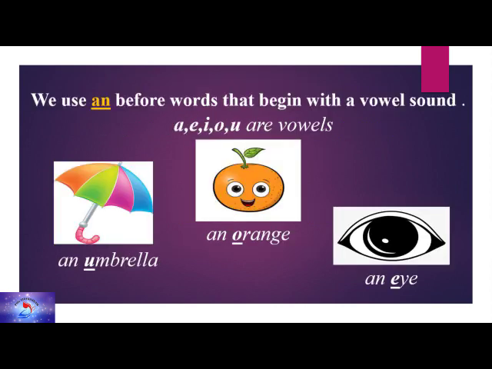So we use an before words that begin with a vowel sound. A, E, I, O, U. You know that A, E, I, O, U are vowels. Always an is placed before a word that starts with a vowel sound. So for example, an orange, an umbrella, and an I.